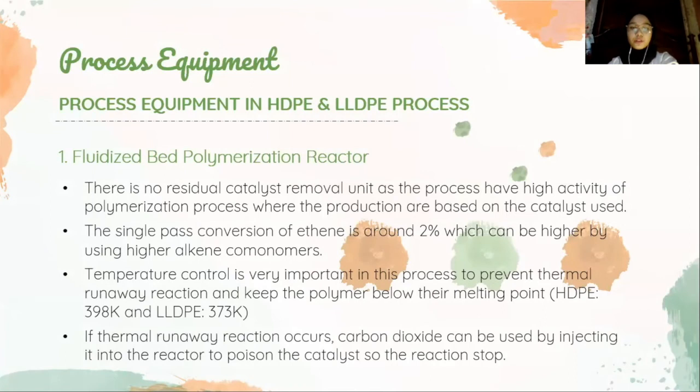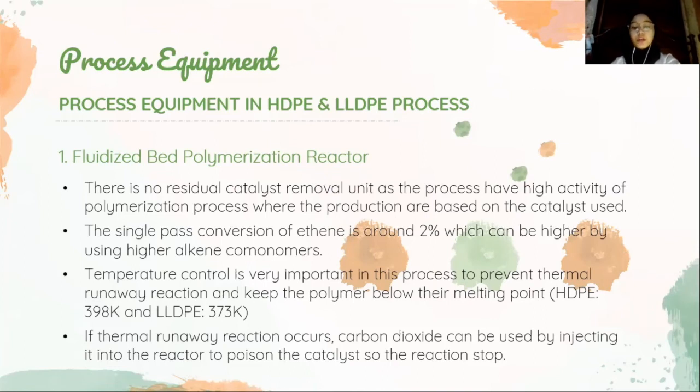There is no residual catalyst removal unit as the polymerization process has high activity, where the production is based on the catalyst used. The single pass conversion of ethane is around 2%, which cannot be made higher by using higher comonomers. Temperature control is very important in this process to prevent thermal runaway reaction and keep the polymer below their melting point. For HDPE, the melting point is 398 Kelvin and LLDPE is 373 Kelvin.